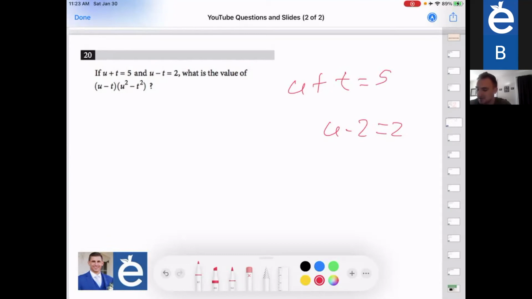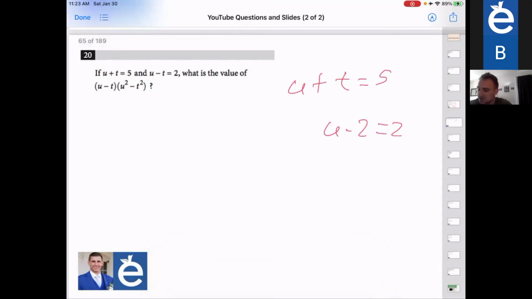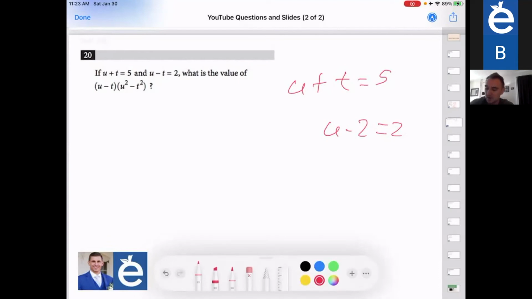Why are they giving us these two equations, u plus t is equal to 5 and u minus t is equal to 2? What can we really do with that? Well, let's write this out. We can see that this term here, u minus t, they give us a value of 2. So we could substitute that in there.